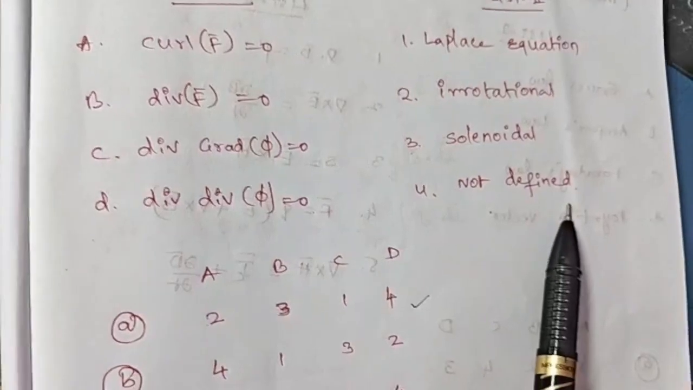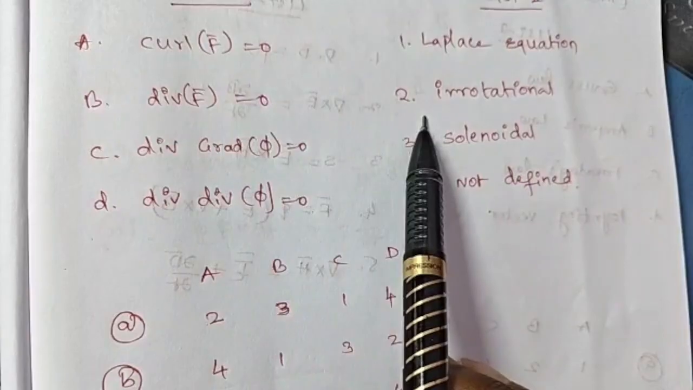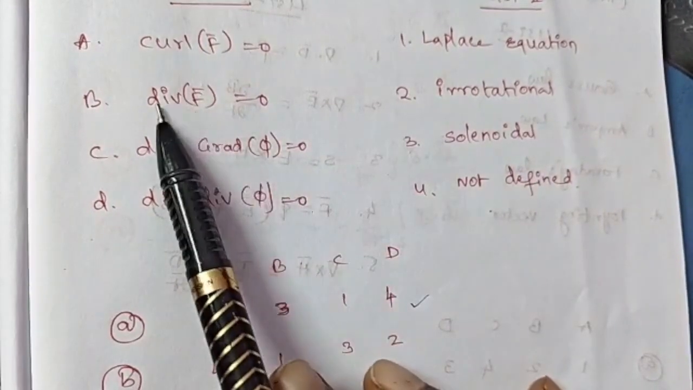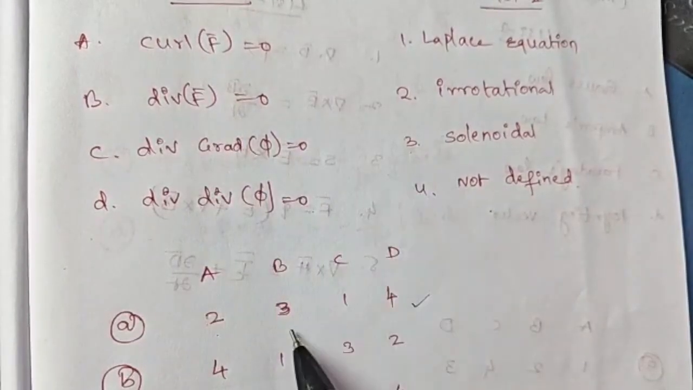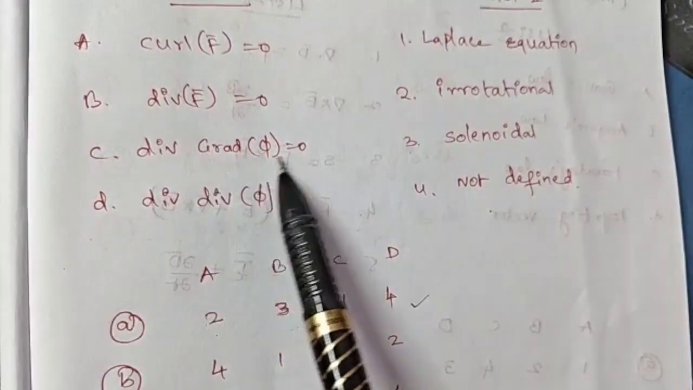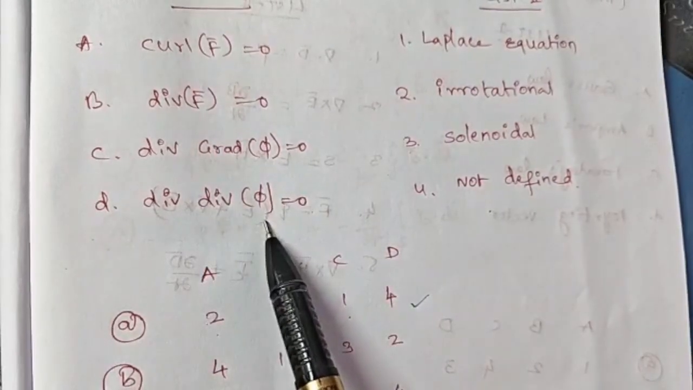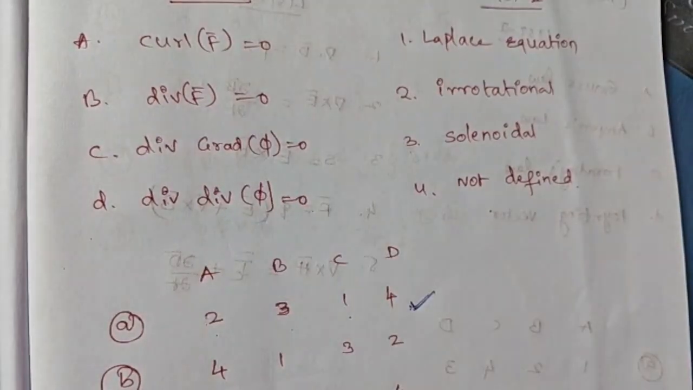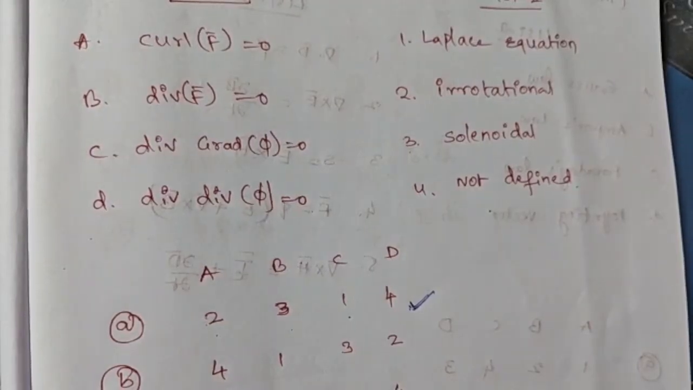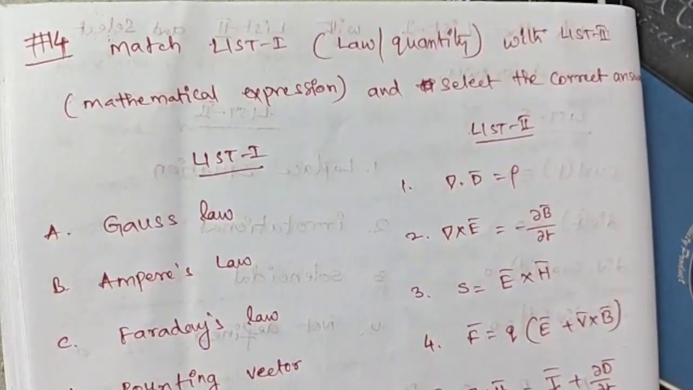Okay, so what is A? A is 2, meaning curl of a vector field is equal to 0, which is irrotational. B is divergence of a vector field is 0, which is solenoidal. Divergence of gradient of a scalar field is 0, which is Laplacian, option A. And divergence of a scalar field is not defined. So among the four, option A will be the correct answer. See, this one is also a previous IES question. Next, one more match the following.